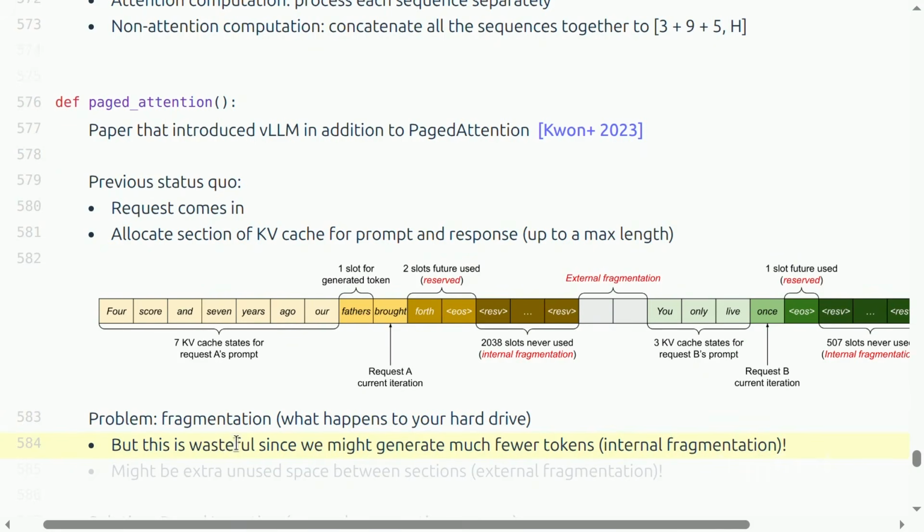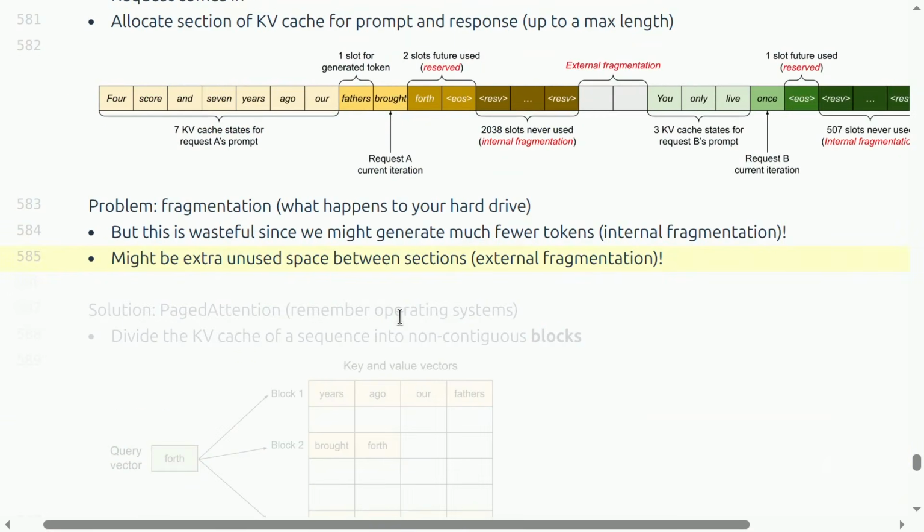There are two types of fragmentation. One is that you have to allocate enough buffer because you don't know a priori when you're going to stop. You might have a max token limit of 1024, so you have to allocate all this memory, and you can't put anything in there because you're going to generate until you hit the max tokens, and that's very wasteful. That's internal fragmentation. And then there could also be space between different requests, and that space is maybe too small to get used effectively, so that's just wasted space.